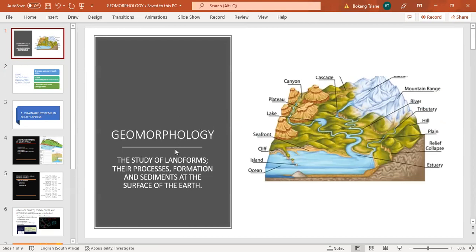Geomorphology is defined as the study of landforms, their processes, their formation, and the sediment at the surface of the earth. Although the process doesn't only occur on Earth, our main focus is on Earth because we are on Earth, but it also occurs on other planets like Mars. The easiest example I can think of is Mars.